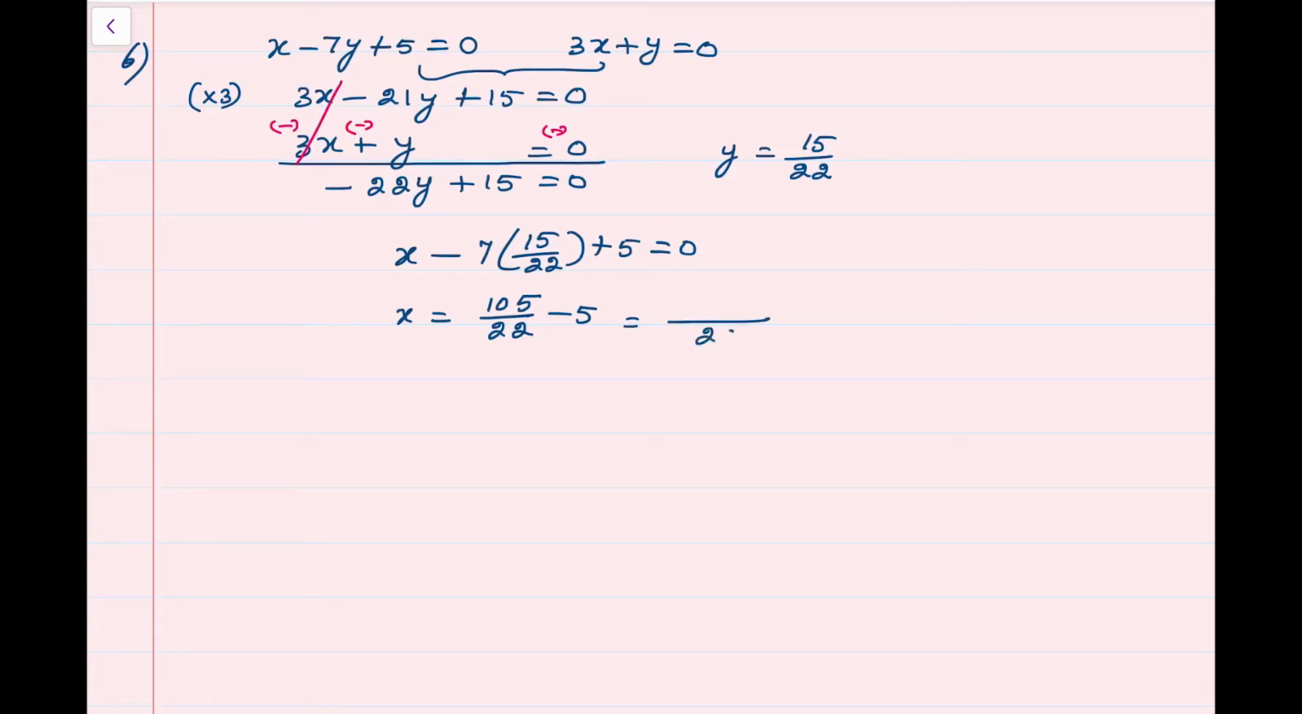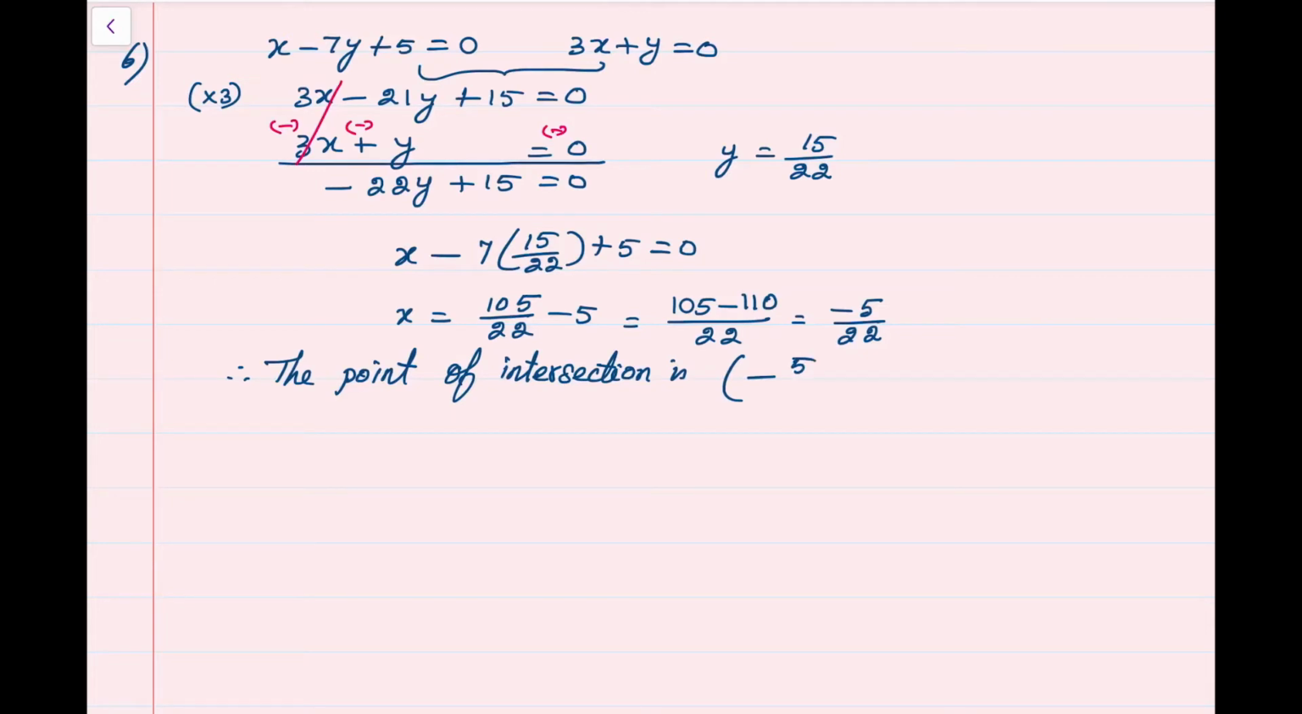22 is the LCM. 105 minus 110. The answer is minus 5 divided by 22. Therefore, the point of intersection is minus 5 divided by 22 and 15 divided by 22. And we are going to find the equation of a line parallel to y-axis passing through this point.